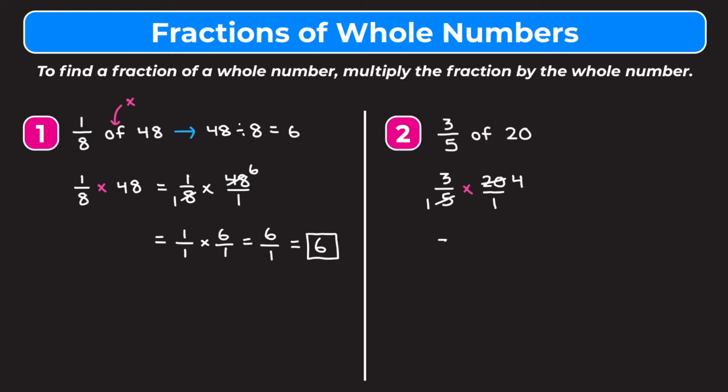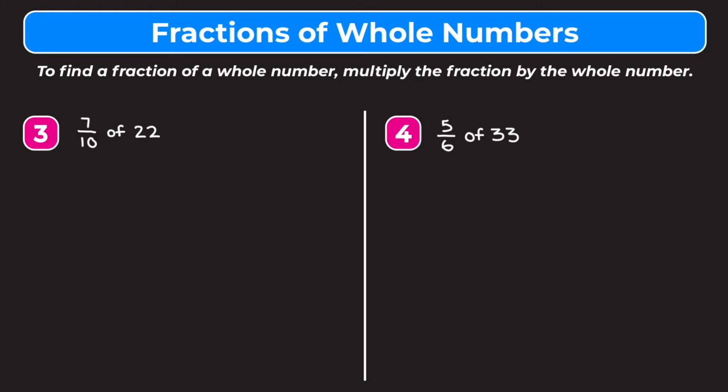5 divided by 5 gives us 1, and 20 divided by 5 gives us 4. So now it's really like we're multiplying 3 over 1 times 4 over 1. We're going to multiply straight across. 3 times 4 gives us 12 on the top. 1 times 1 gives us 1 on the bottom. 12 over 1 is just equal to 12. Let's go through some more examples.